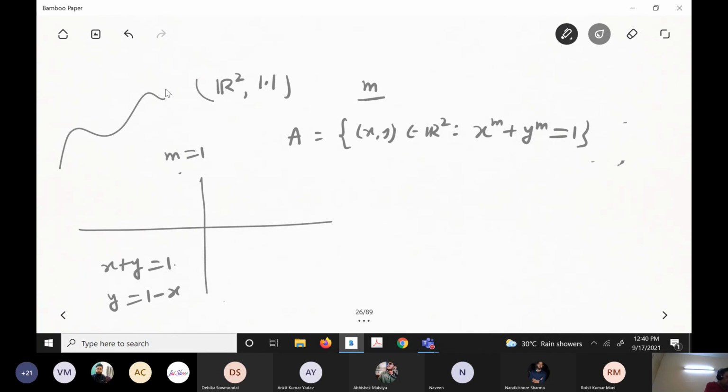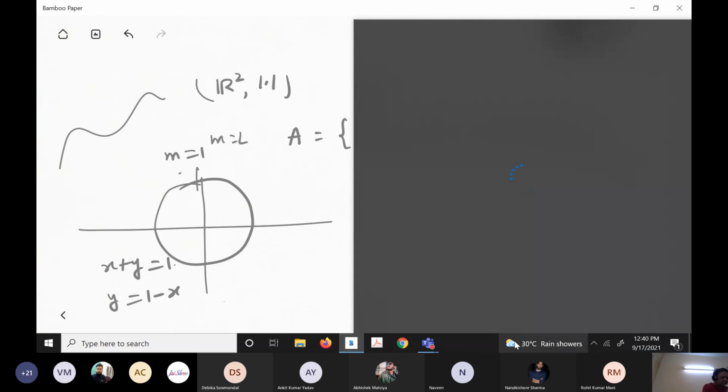On the other hand, if you take m equal to 2, then you get the unit circle. That is also closed. Okay, so you can see, but there is a difference. Similarly, for m equal to 3, you can calculate and see how it is coming. So the point is that there is a difference in the.